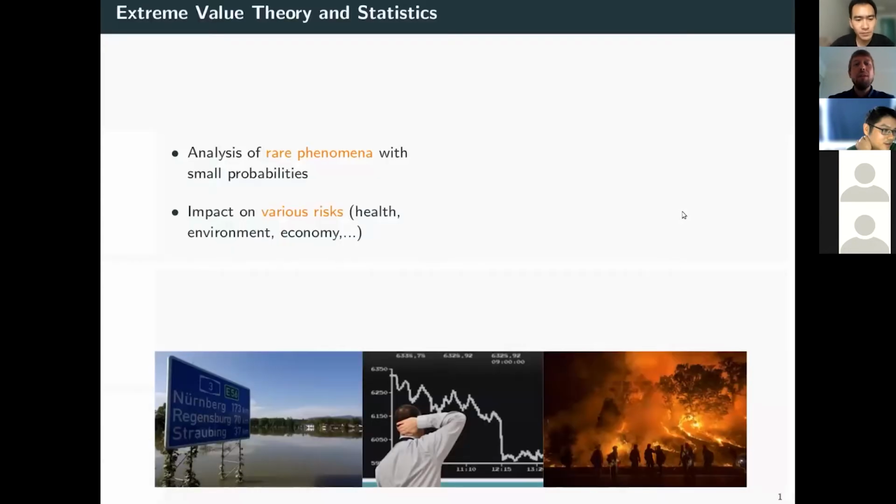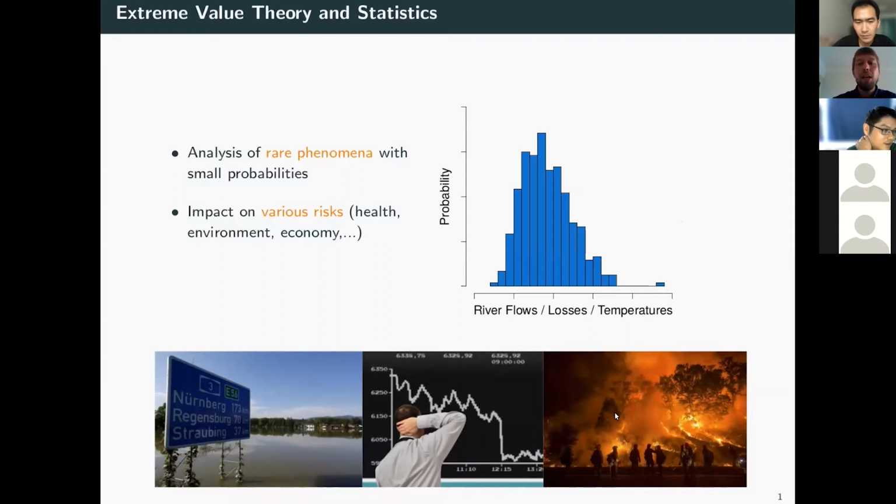So let me first say a couple of words about where I come from. My background is extreme value theory. We are concerned with the analysis of rare events, extreme events, which typically have very small probabilities, but which can still have serious impacts on our health, on the environment, on the economy. Down here, you can see several examples of extreme events: a flood event, a financial crisis, or a heat wave. In all of these examples, we might have data. And as statisticians, of course, we would like to model this data with some distribution.